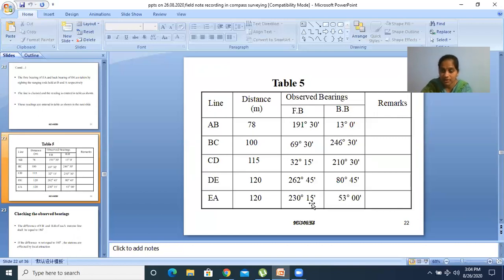So first of all, what you have to do, you have to place the instrument at the first station. That is, I have placed the instrument at station A. So from each station, you have to take 2 bearings. One is the fore bearing of the succeeding line and a back bearing of the preceding line. So you have to take 2 bearings from each station.